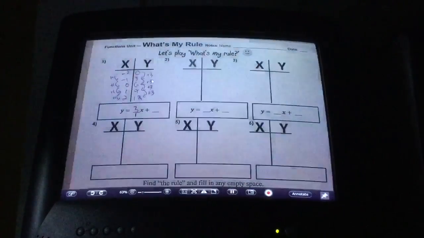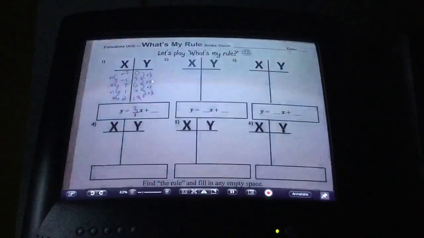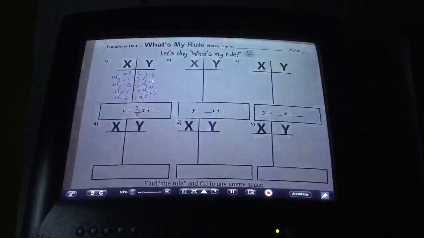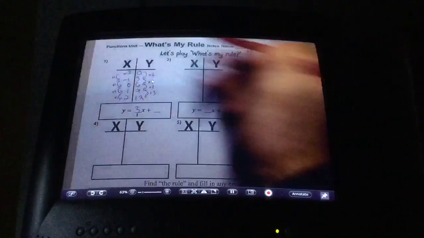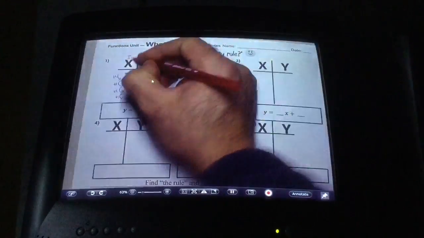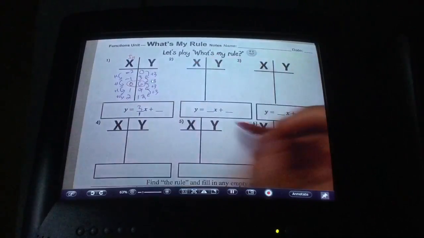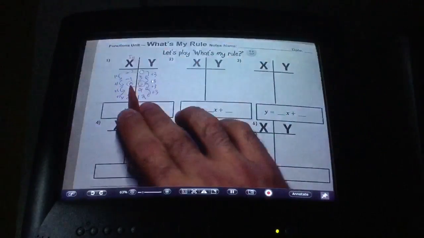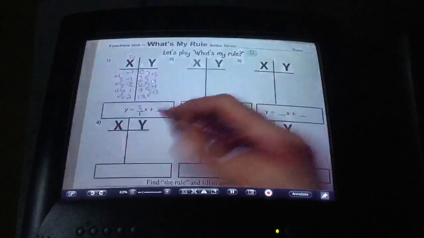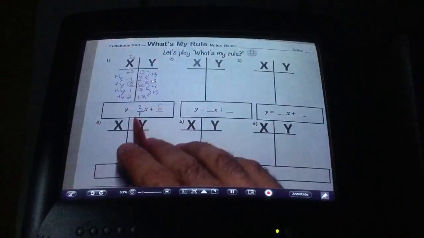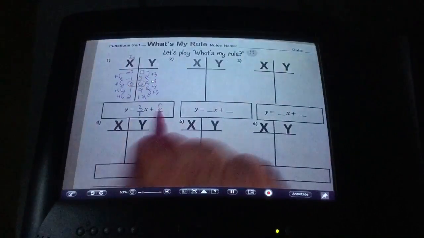Now the other part of this is that number that's being added at the end. Now the way you get this number is you have to look for the input of 0. And remember, the X represents the input. So the input of 0 is over here. All right, since the input is 0 for the X, the output is 6, so the answer is 6. So the equation for this chart is Y equals 3X plus 6.